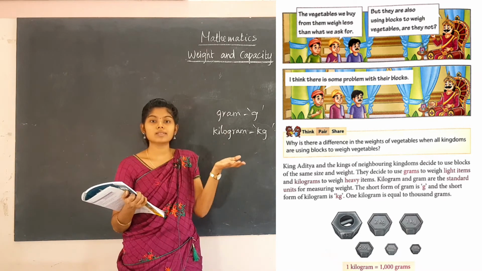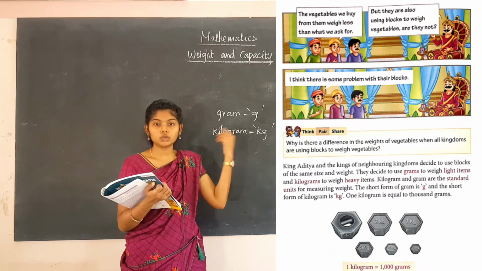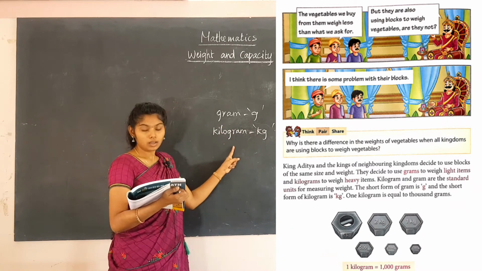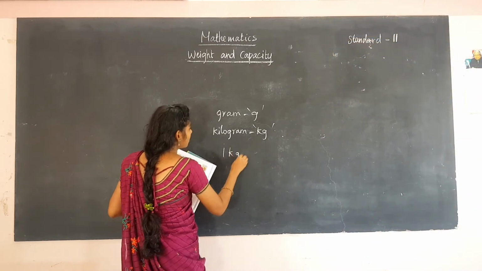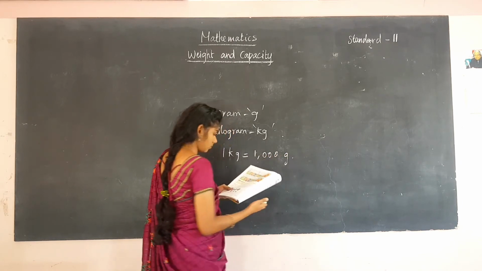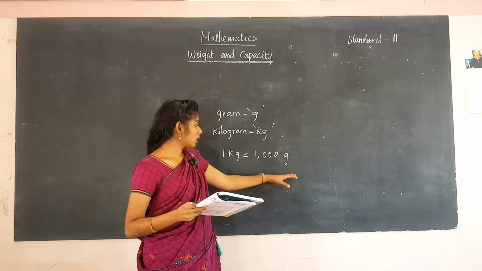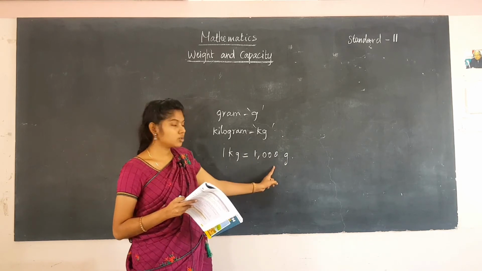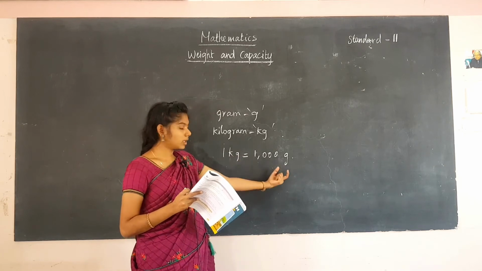As for length, we have seen 1 meter is equal to 100 centimeters. Here also there is a comparison for these two standard units. For gram and kilogram, 1 kilogram is equal to 1000 grams. This is the comparison for kilogram and gram. 1 kilogram is equal to 1000 grams, just as for meter and centimeter there is a comparison.